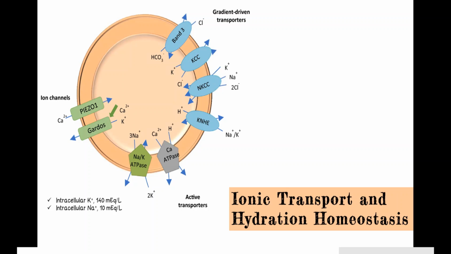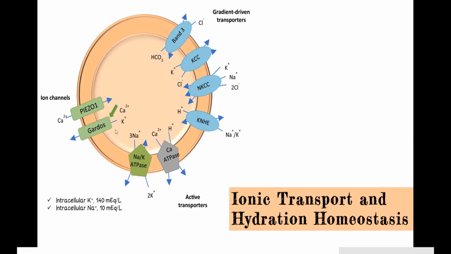Okay? Now, in order to avoid accumulation of calcium inside the cell, the Gardos channel will be activated. This Gardos channel is a calcium-dependent potassium channel. For example, if there is accumulation of calcium inside the cell, the accumulation of calcium activates the Gardos channel. The Gardos channel will diffuse potassium out of the cell.